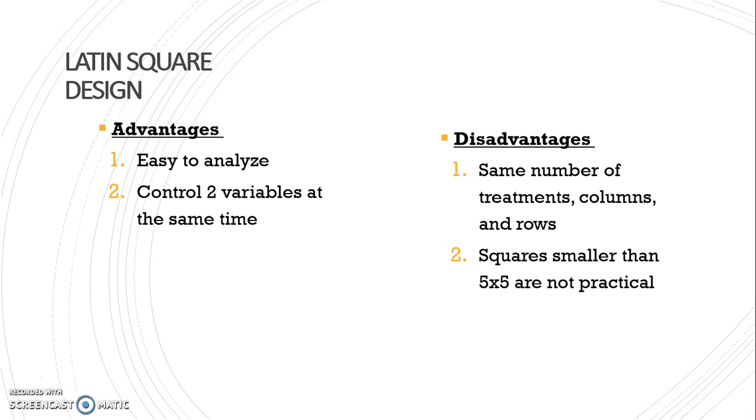One of the advantages of using LSD is that it reduces the amount of randomness, which makes comparison easier. It also allows researchers to control two variables at the same time, and each element receives treatment once. One of the disadvantages is that the number of treatments, columns, and rows must be the same. Squares smaller than 5 by 5 are not practical because of the small value of degrees of freedom for error.